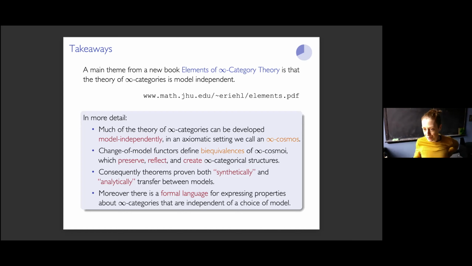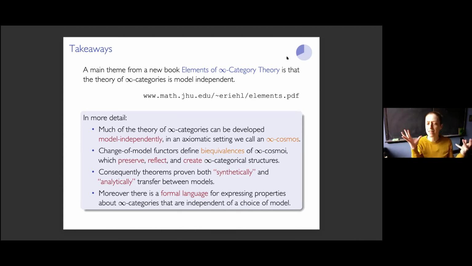So this is the way in which we develop the theory of infinity categories in a model independent fashion. And then an advantage of this approach is that it also allows us to very explicitly address this question of change of model. A change of model functor will be a functor between infinity cosmoi. We call them cosmological functors. And we can characterize when those change of model functors are equivalences, in a sense appropriate to infinity category theory. We call these bi-equivalences. And then we prove that such change of model functors preserve, reflect, and create features of the infinity categories in the particular models.